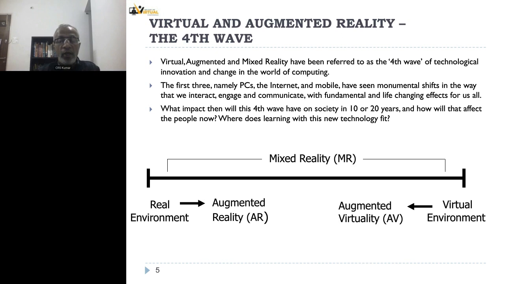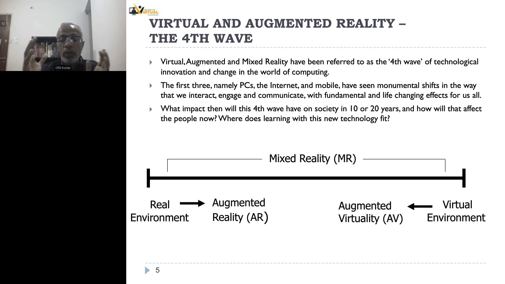So here is a diagram which shows mixed reality with the two extremes. On the left extreme, we see the real environment as you see and as you experience, and on the right extreme we see the virtual environment where we are totally immersed in the images and the audio which is being projected to us. All our senses are being occupied by the virtual reality headset.